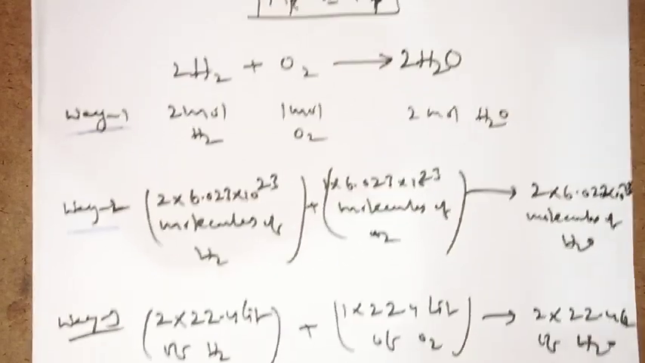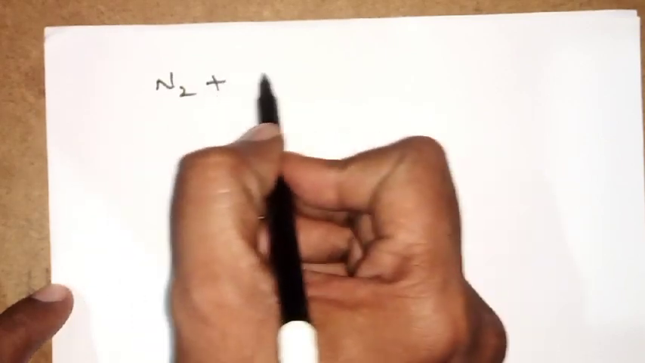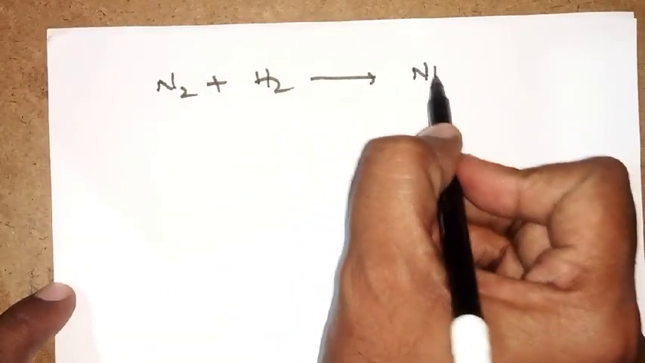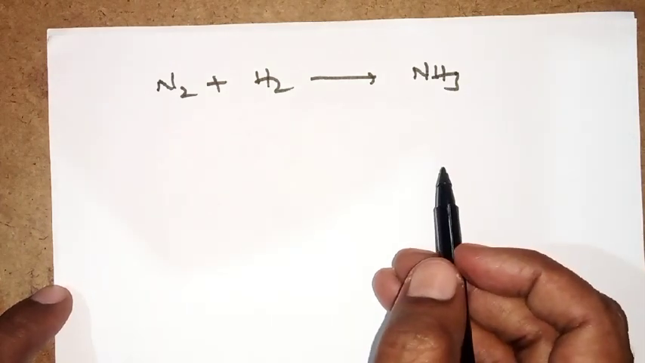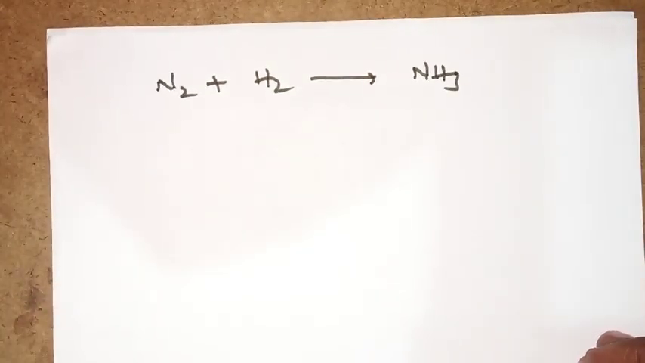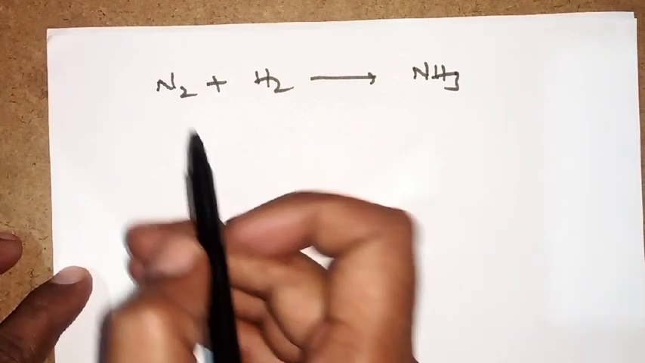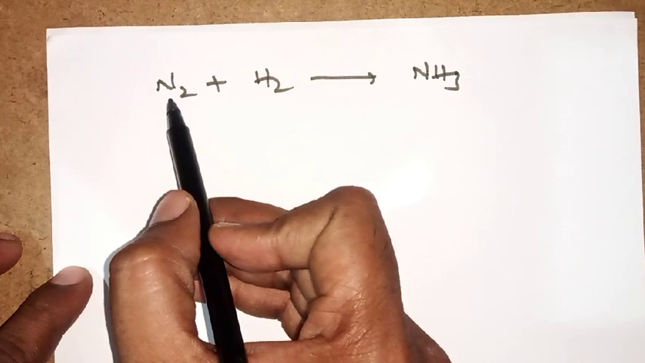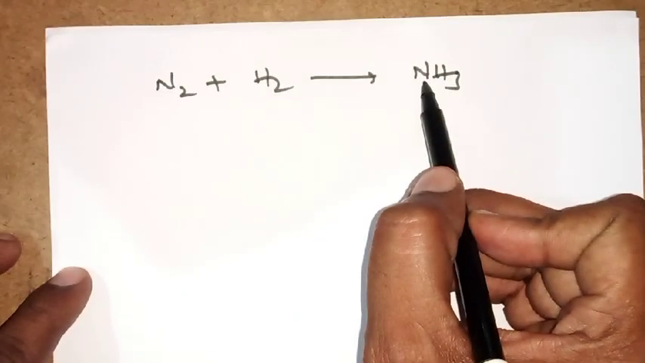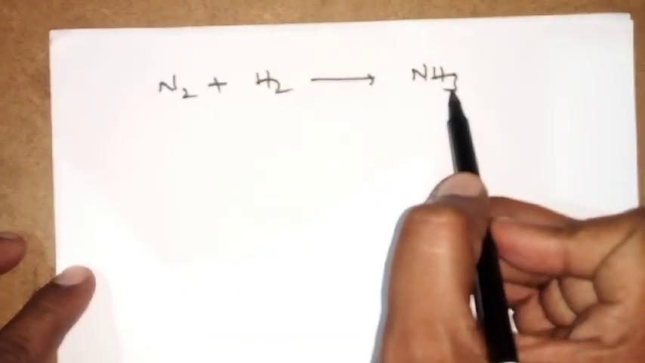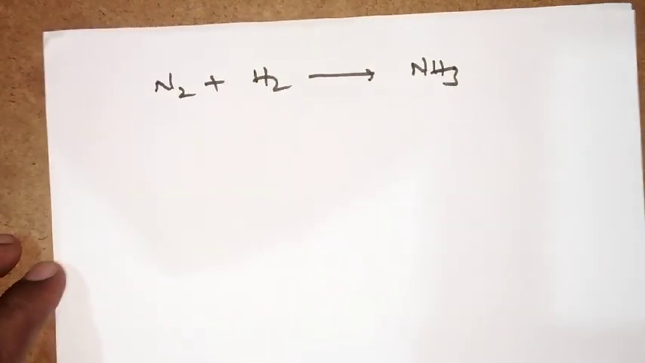So we shall see one more equation, whether you are following or not. So observe here, a familiar equation we shall take: if nitrogen reacts with hydrogen, it forms ammonia. So first of all, is it stoichiometric or non-stoichiometric? Otherwise, is it balanced or non-balanced? It is not balanced. What is the reason? 2 nitrogens, but here 1 nitrogen. Here 2 hydrogens, here 3 hydrogens. That is why you should balance it.